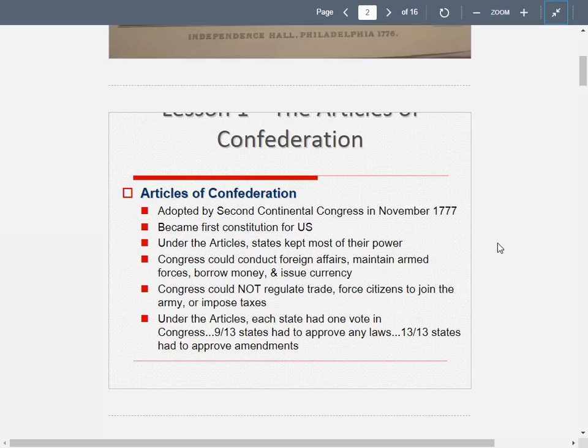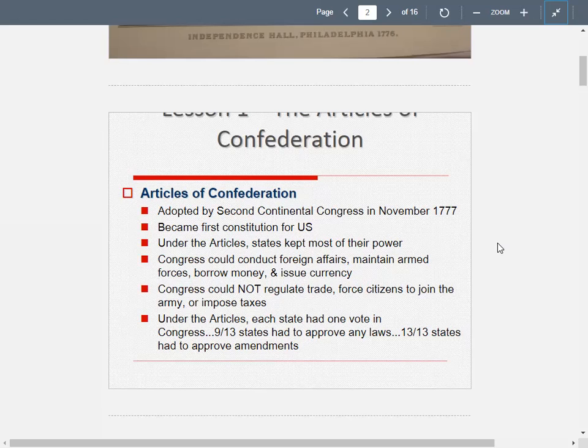They maintained armed forces such as the military, the army, the navy. They could borrow money and they could issue currency, which is money. Congress could not regulate trade, force citizens to join the army, or impose taxes, which is collect money.